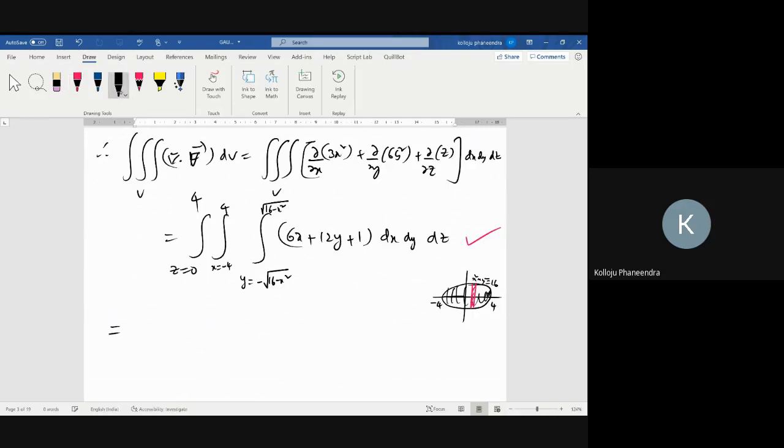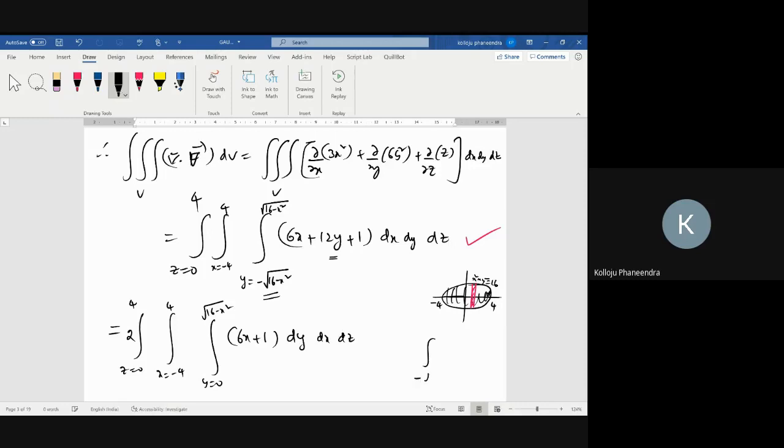Now, the first one I can say is z equal to 0 to 4. This is x from minus L to L. This is y. Y means odd function, 0. So what I can write is x from minus 4 to 4, y equal to 0 to root of 16 minus x square, into 2. 6x plus 1 is the constant function. First dy, then dx, then dz.